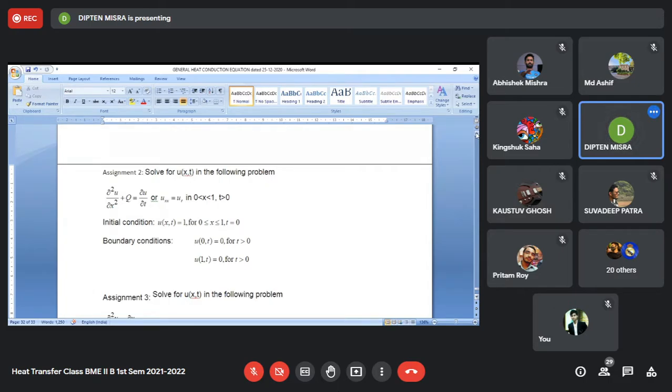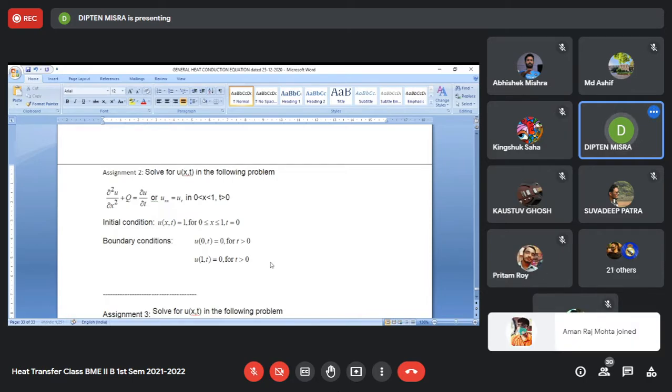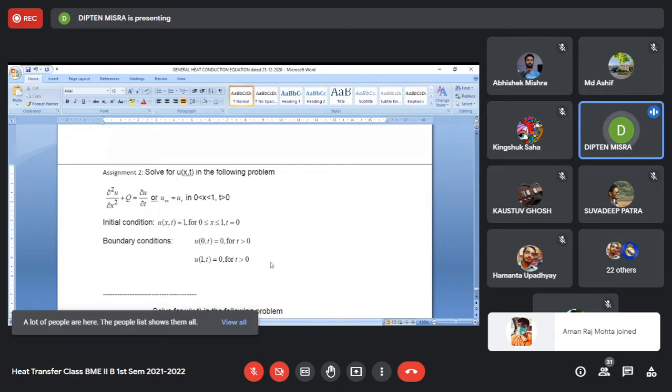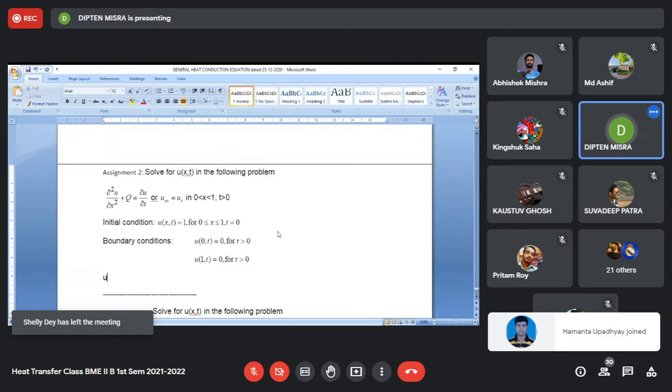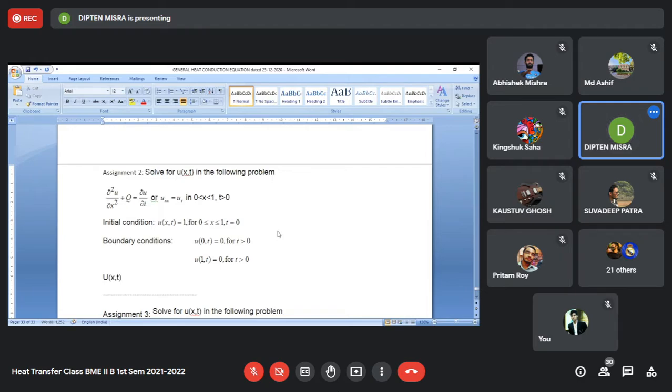I'll just show how this method is used for solution of any one of such problems. Let us say this problem, assignment number 2. There what we will do is that we'll assume that this problem in terms of u, which is a function of x and time, this u is small u, the solution for which we are seeking, that is the temperature in a dimensionless form we have written over here.